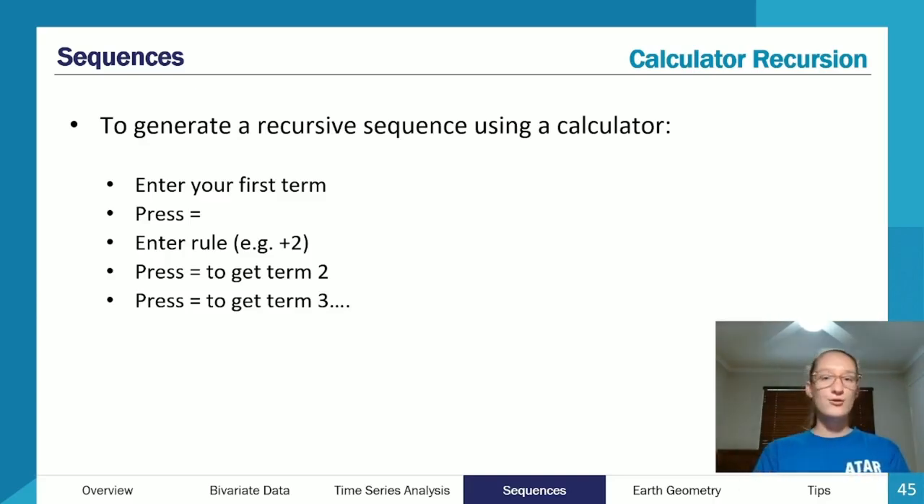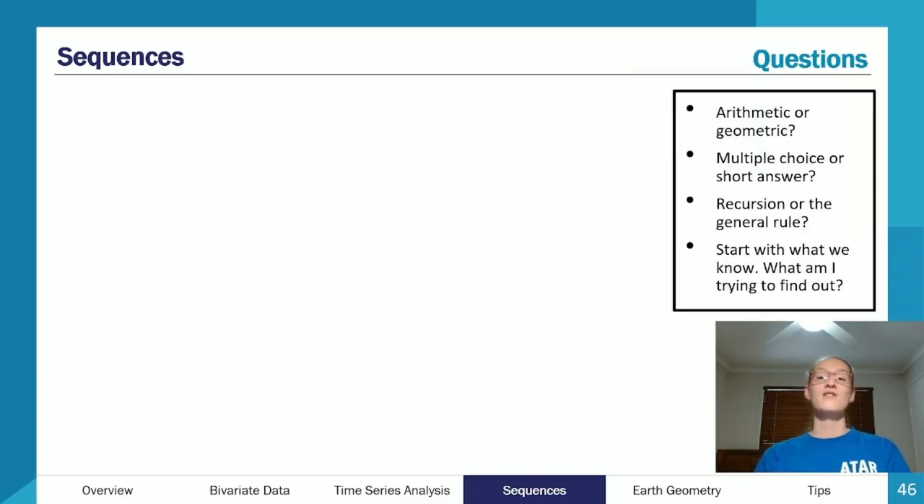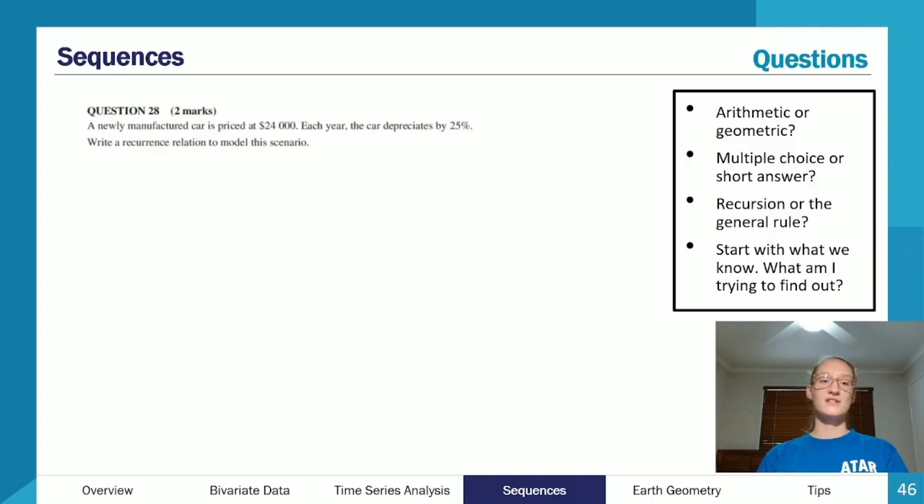And then I would press equals, which would give me 4, which is term number 2. I'd press equals again and it would give me term number 3, which is 6. I'd press equals again and it would give me term number 4, which is 8. So you can see by entering the number, pressing equals and then applying the rule, your calculator will realize that it wants you to generate a sequence, so it will follow that pattern. So that's really interesting there. Okay, we're going to go through some practice questions.